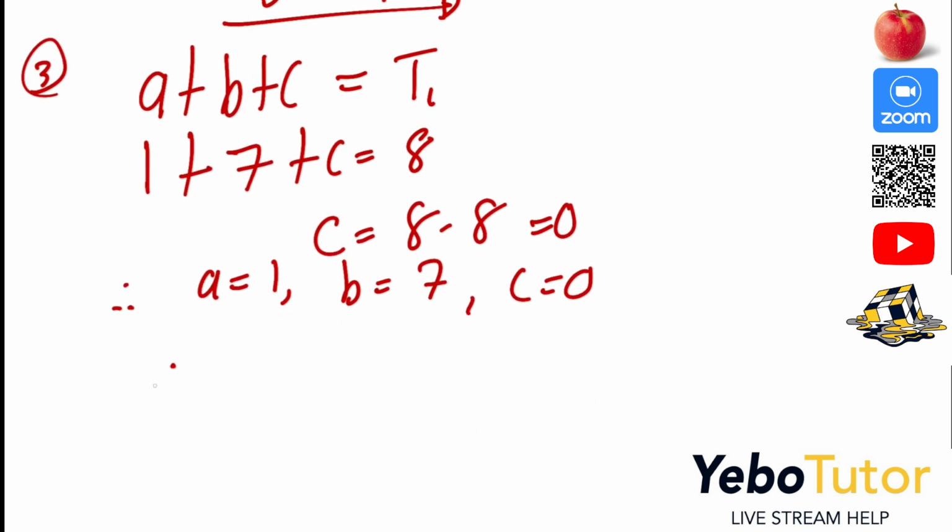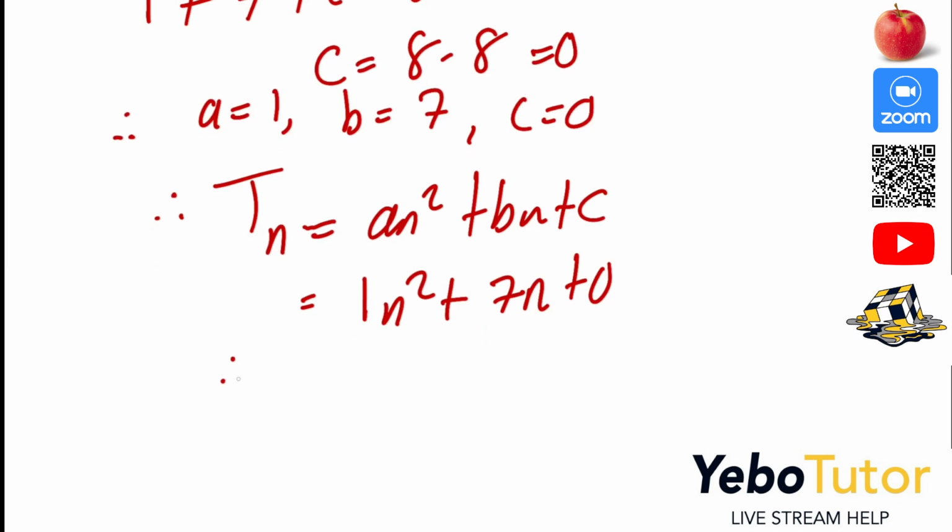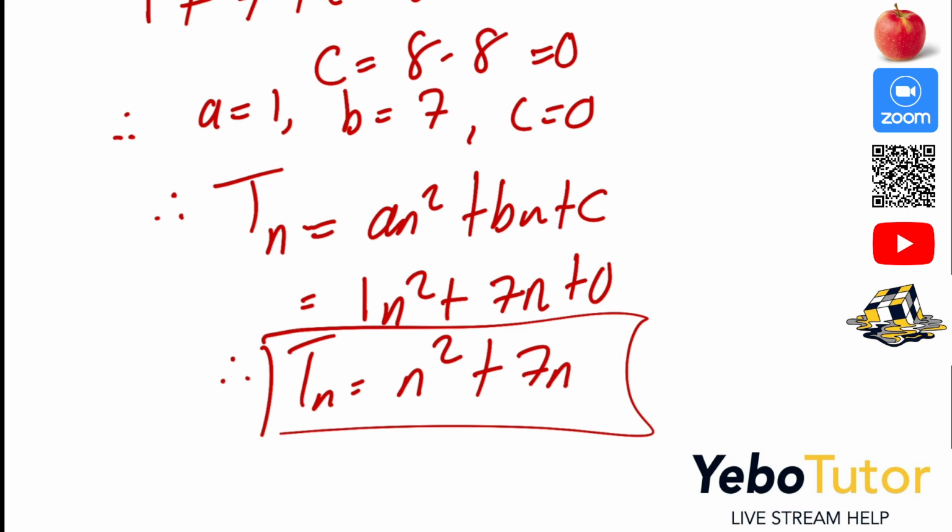Now we can substitute into the general Tn formula, which is Tn is always equal to An squared plus Bn plus C. What is our A? Our A is 1, so that would be 1n squared plus, what is our B? Our B is 7n, and our C is 0. So then therefore our Tn will be equal to n squared plus 7n. That would be our general term. Easy and straightforward as that.